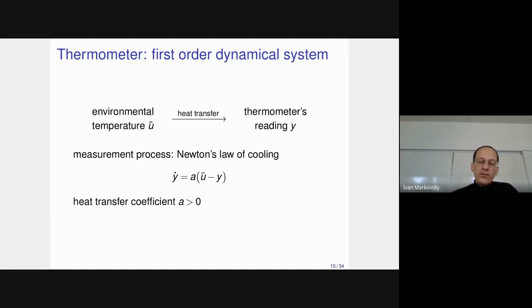So we have some heat transfer process between the environment and the thermometer. And this heat transfer process can be explained as this first-order differential equation. It has a single parameter, which is a positive constant. Because we don't know the environment in which we measure, we actually don't know this constant A, which means that in practice, we don't have knowledge of the process that governs the dynamics of the measurements.